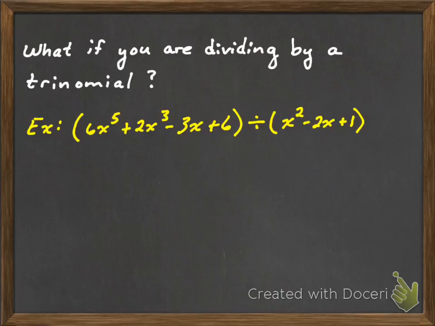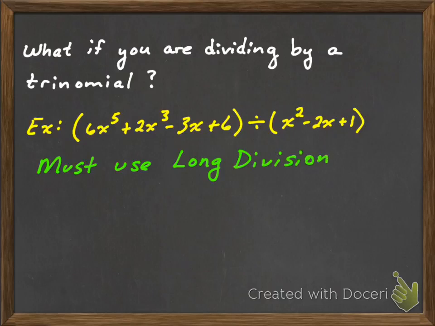So what if you are dividing by a trinomial, such as this? Now in this situation, your coefficient is 1, but the exponent is not. In this particular situation, you cannot do anything with this in terms of synthetic division. You would have to use long division. So this one is not eligible to use synthetic division on.